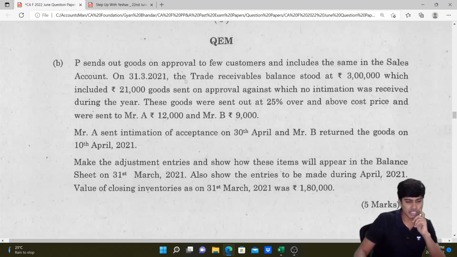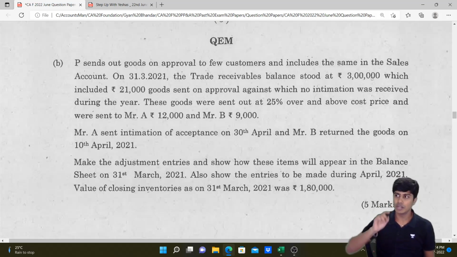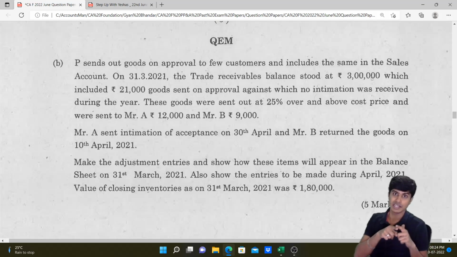On 31st of March 2021, the trade receivables balance stood at 3 lakh. So 3 lakh rupees is the amount receivable, which included 21,000 goods sent on approval against which no intimation was received during the year. So 21,000 worth of goods, we have sent it on return or approval basis, but those people to whom we've sent, they have not accepted it. They have not at all accepted these goods. So we'd have to reverse the sale entry.